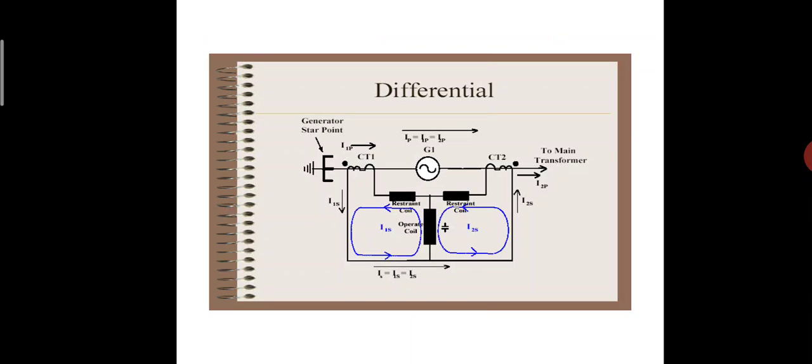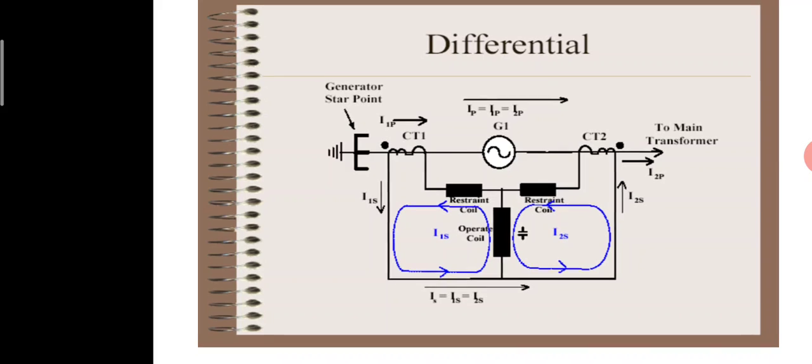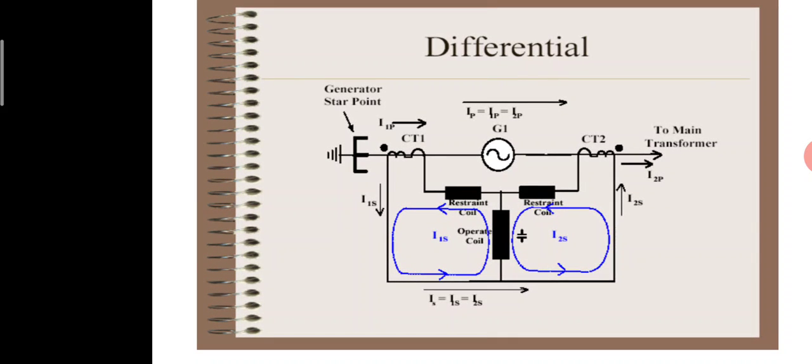Differential relay. See the diagram. Generator stator, I1P is equal to I2P. CT1 is the current transformer at the generator G1, and CT2 is the current transformer to the main transformer. This is the generator star point, connected to earth.